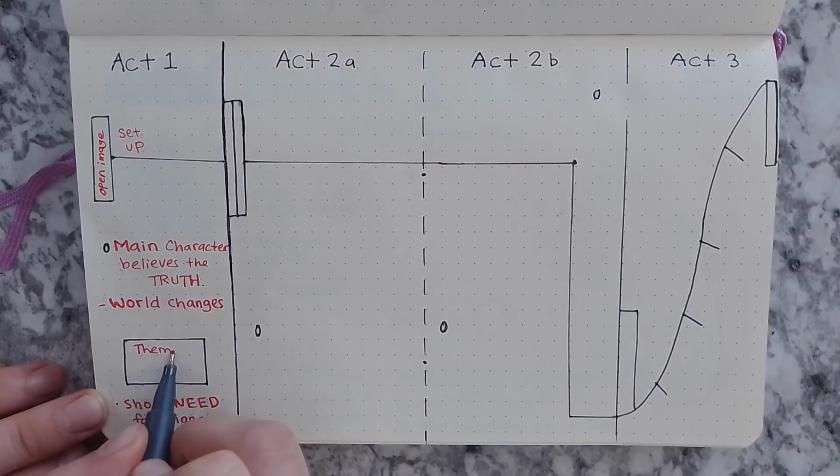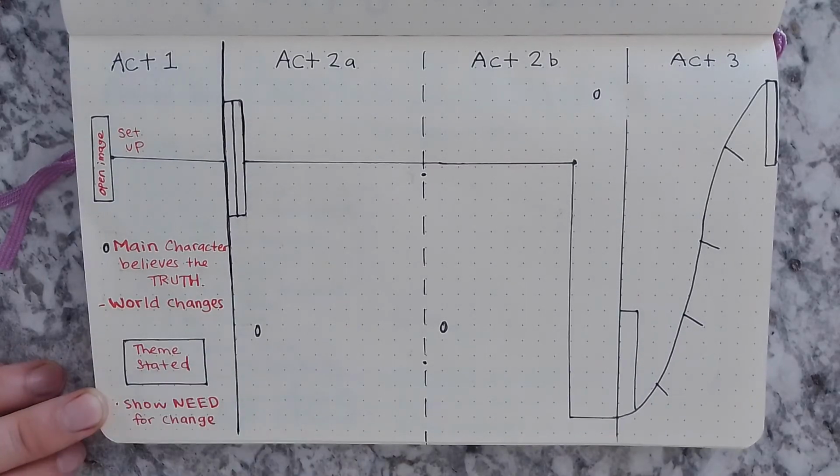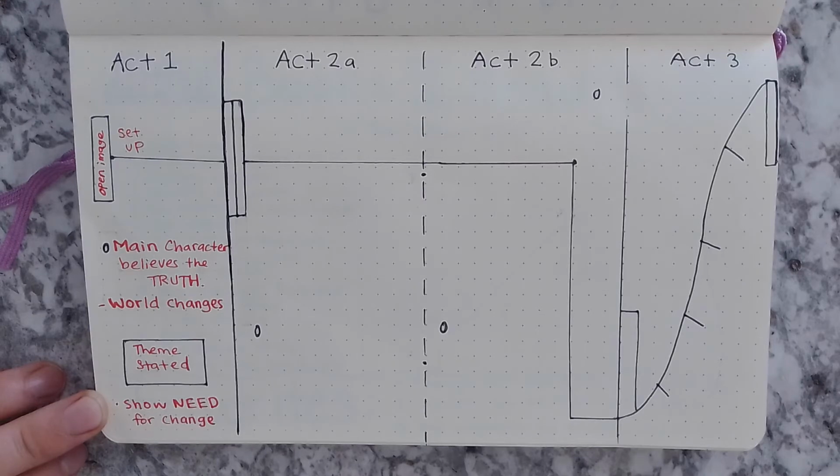Somewhere in Act 1, you should have the short beat theme stated. This is simply a statement that hints at the theme. In a flat arc, the statement would be about the world's flaw rather than the main character's.